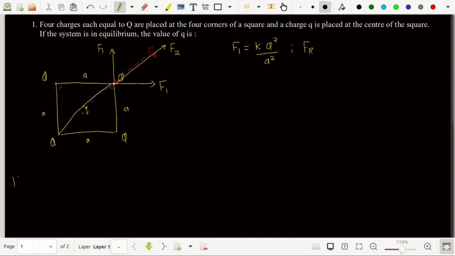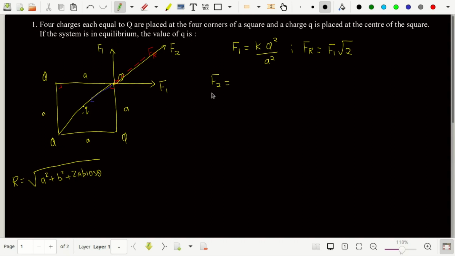Now what about the resultant FR? From the parallelogram law of vector addition we know that the resultant is given by R equals the square root of A square plus B square plus 2AB cosine of the angle between those two vectors. So theta is 90 degrees, so the cos term vanishes and the two vectors are F1 and F1, so that becomes F1 square plus F1 square, that is 2F1 square, and ultimately you are left with F1 root 2. So this becomes the resultant force, and I am interested in finding F2.